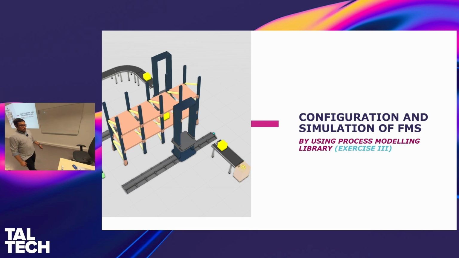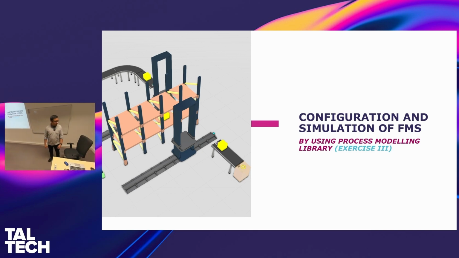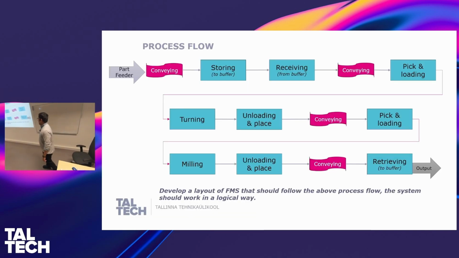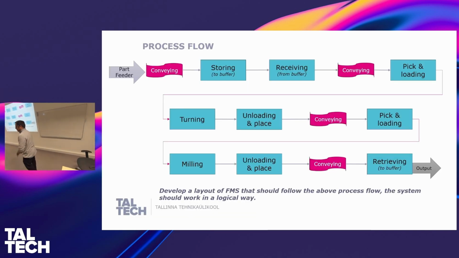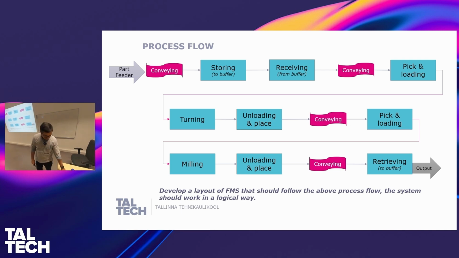Okay, then with the visual components, we're going to design the layout of a flexible manufacturing system, and the process flow looks like this for this flexible manufacturing system process. So we have the part feeder, where we need some input product. So we have a conveying process, then we have storing to the buffer, so we need to introduce racks.